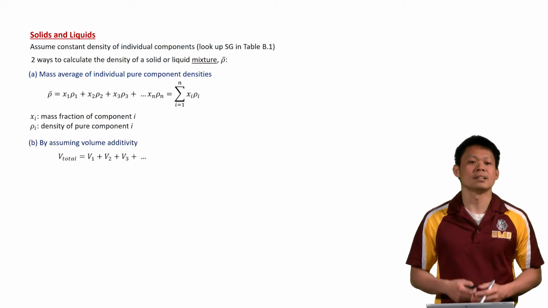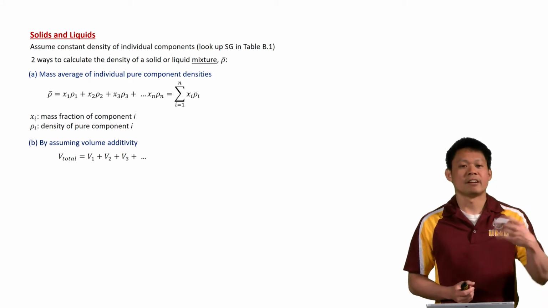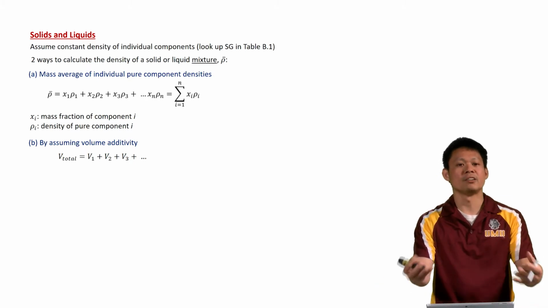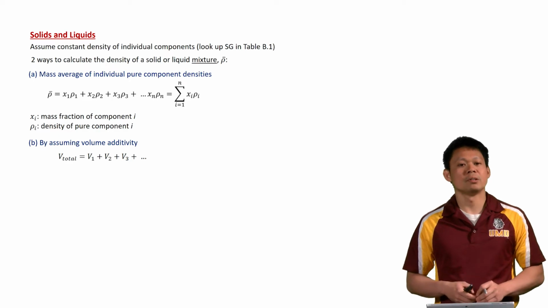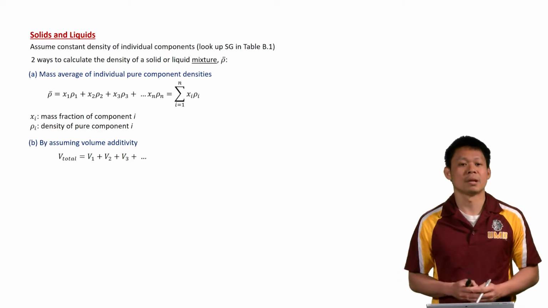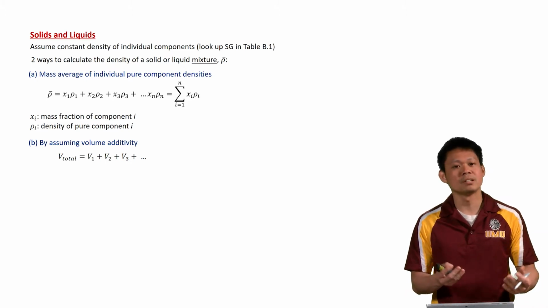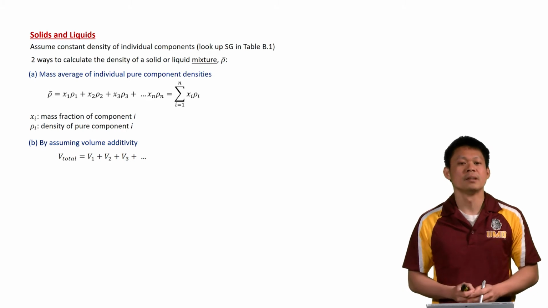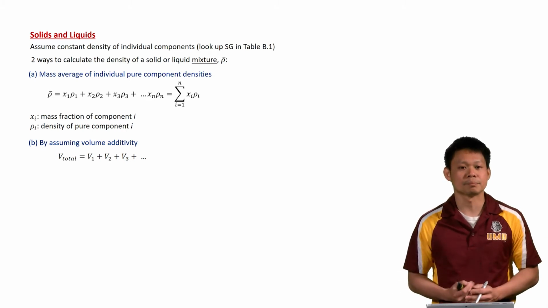The second method is assuming volume additivity. What this means is if I have 50 mL of ethanol and I add 50 mL of water and pour them together, I'll get 100 mL of that solution. You might remember from your general chemistry that volume additivity does not always apply. This is related to the fact that different components might have intermolecular forces that change the volume. So 50 mL of something plus 50 mL of another thing might not give you 100 mL.